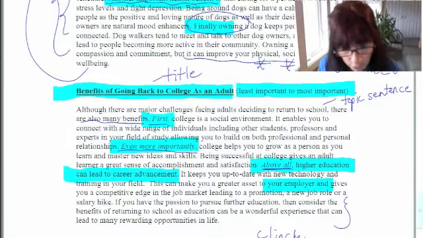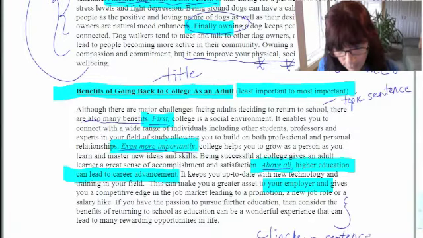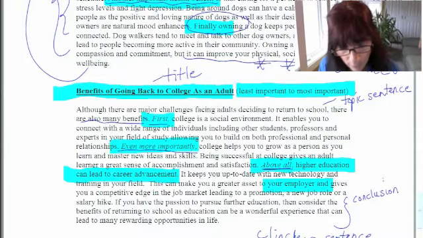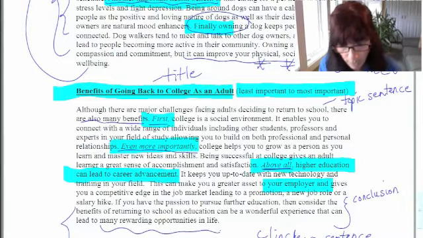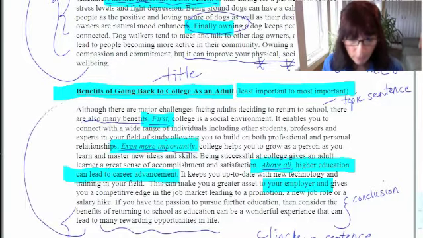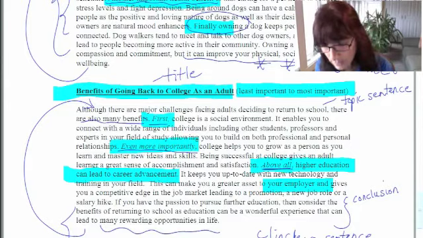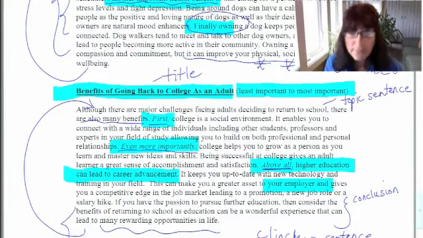And then to conclude, and here is my clincher, my final sentence, the clincher sentence or conclusion is the fact that if you consider the benefits of returning to school, then it's a wonderful experience, and right here it will lead to many rewarding opportunities in life. So it's a very solid concluding sentence. It links back here to your introduction, and it wraps it all up and ties the paragraph up nicely.